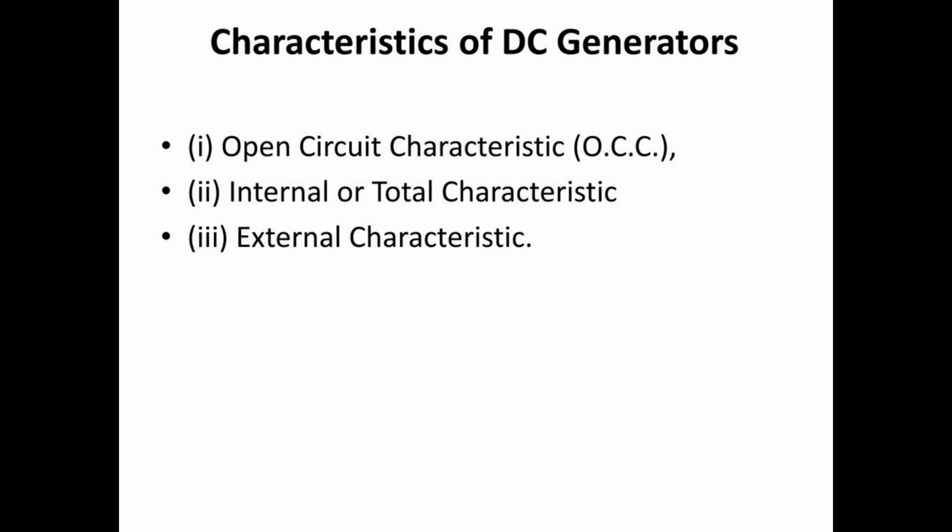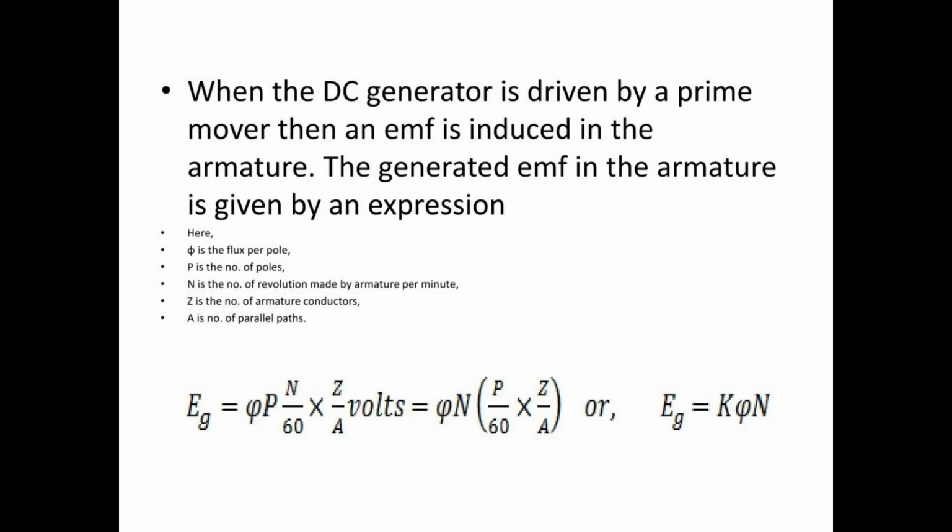So actually we have discussed that the generated EMF is Ez equal to phi Z N P by 60A, right? See, whenever a rotating conductor is placed in a magnetic field, it produces the induced EMF, right? According to Faraday's laws of electromagnetic induction, right?